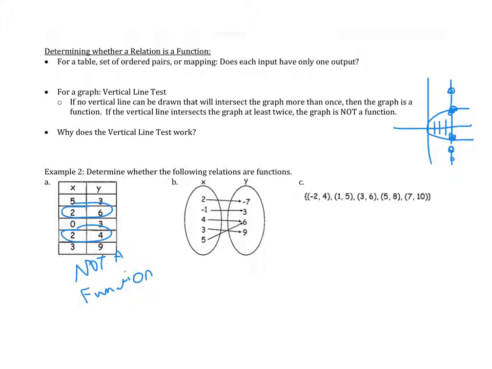Okay, same thing with B. Look at each one of your inputs which are on the left. Are any of them being mapped to different outputs? So if we only have one of each input, that means they can't be going to different outputs. So this would be a function. And then on C, same thing. Look for a repeat in your x values. We have -2, 1, 3, 5, and 7. It looks like there aren't any repeats, which means it is a function.